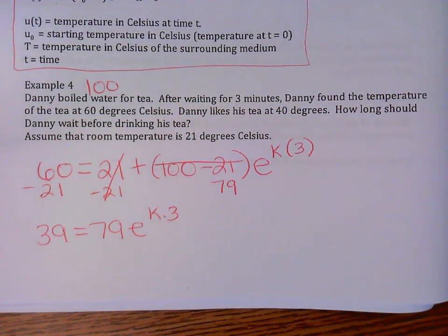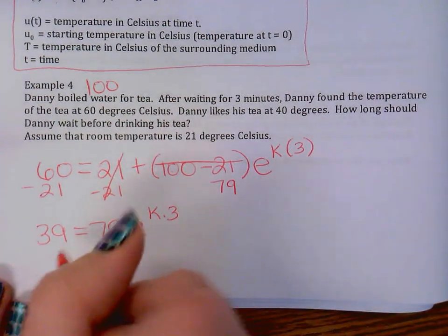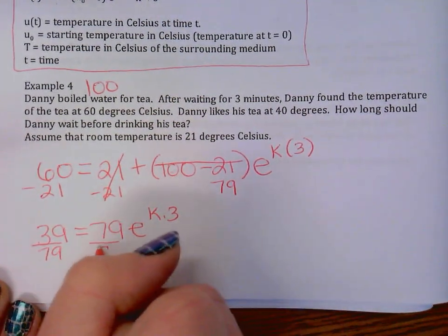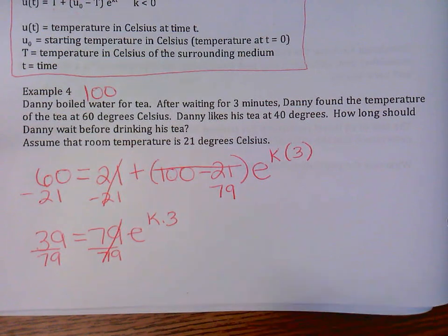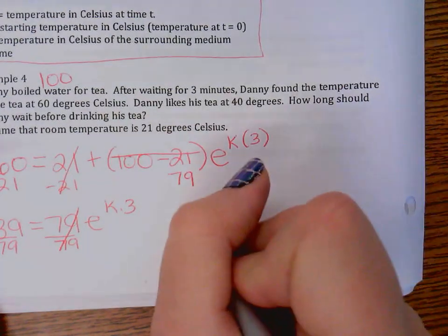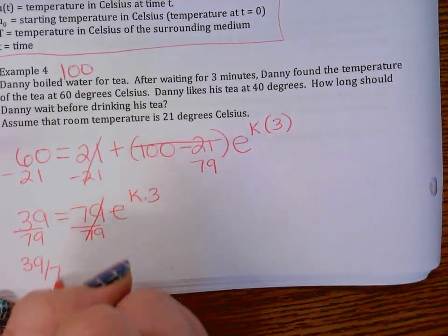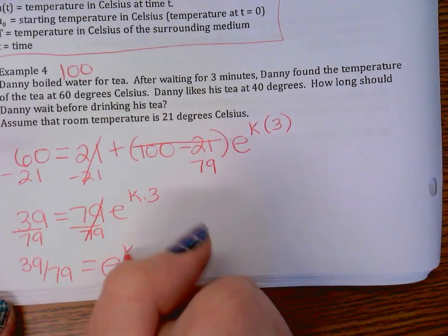See how we're going to have to use logs just like we did yesterday to solve this equation? All right, so I divide both sides by 79. I'm just going to leave that as 39/79. So I have 39/79 equals e to the k times 3.